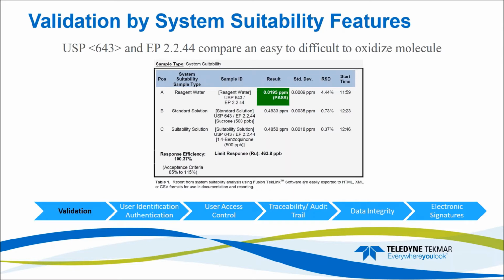The example on the screen is a snip from an application note. It's showing your sucrose, which is half a ppm, and your 1,4-benzoquinone, which is half a ppm. Comparing the results, they're almost 100%. Your reagent water must be less than 100 ppb, which is showing 19.5 ppb, so much lower. It was also run in triplicate, and you can see the RSDs are very low, less than 1%. They're a bit higher for the reagent water, and that's just because you're ratioing a very low number to a very low number.